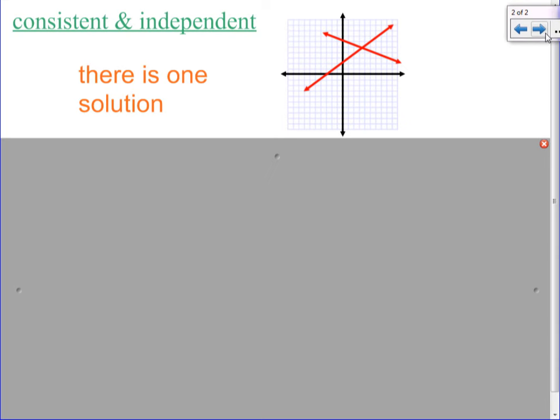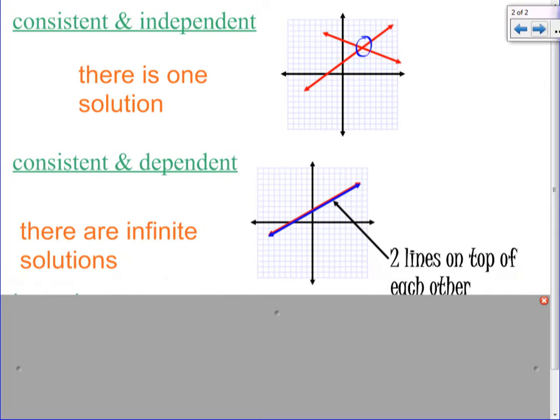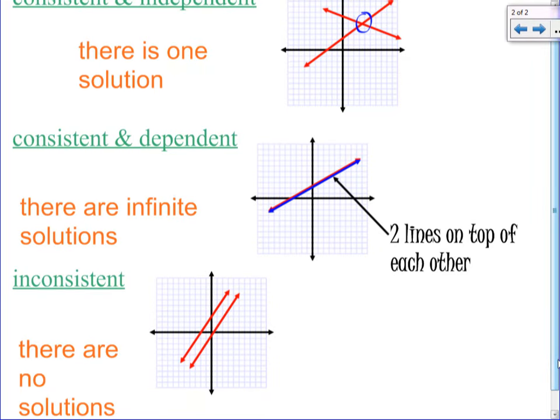There's three categories. There's consistent and independent, which is like the example we just did where there's one solution, okay, where they intersect each other. Consistent and dependent, which means the lines are exactly the same line, one on top of the other. And then inconsistent would be if there's no solution. Okay, the lines are parallel. So that's the second half of the assignment. They're asking you to just graph the two lines and then say which category it falls into.